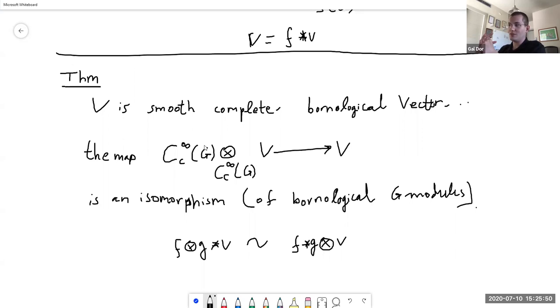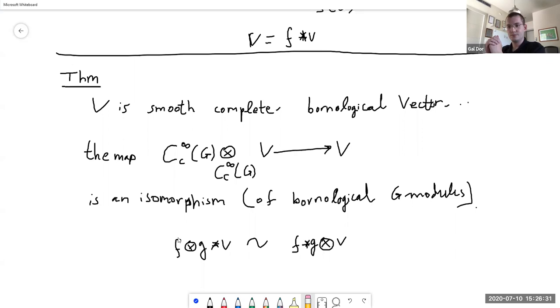It says that this collection of finite sums of tensor products that I defined on the left-hand side has a natural Bornology, and this natural Bornology is actually complete because it's isomorphic to V. So I could have written completion over here, but I don't have to. This space is already complete. And this is the main result that we are going to talk about. Before I proceed to explaining what the terms here are, what a Bornological vector space is and what it means to be smooth, are there any questions?